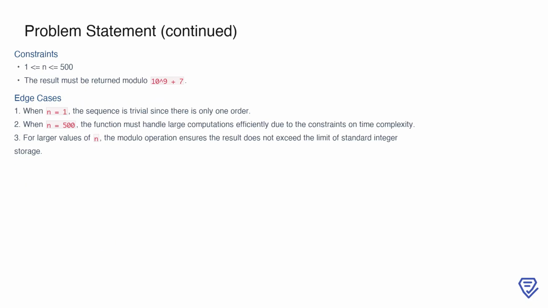The constraints for this problem are important to consider. The value of n can range from 1 to 500, which means our solution must handle very large inputs efficiently. Additionally, the result must be returned modulo 10^9 + 7 to ensure it fits within standard integer limits and avoids overflow. Some edge cases to think about include when n equals 1, where the solution is trivial since there's only one order, and when n equals 500, where the number of possible sequences becomes extraordinarily large. Efficient computation and the use of modular arithmetic are key to solving this problem within the constraints.